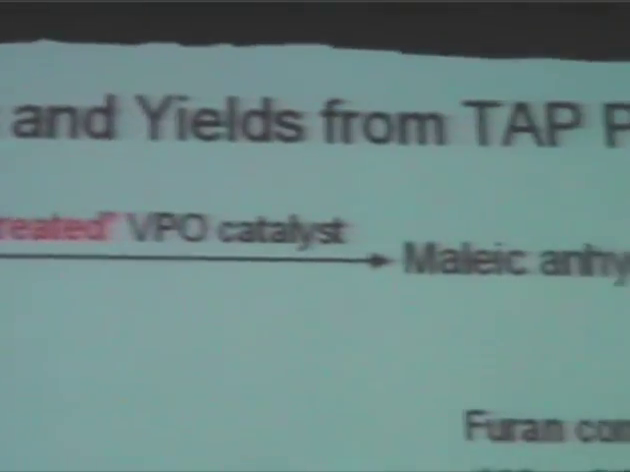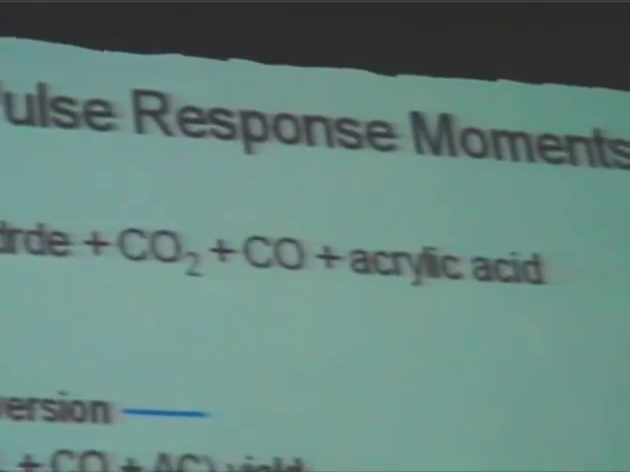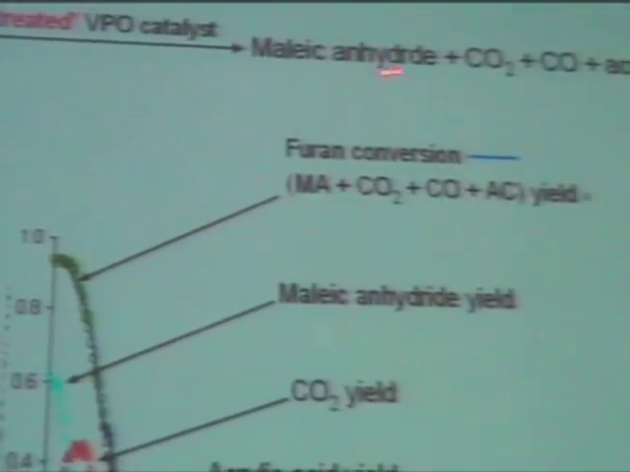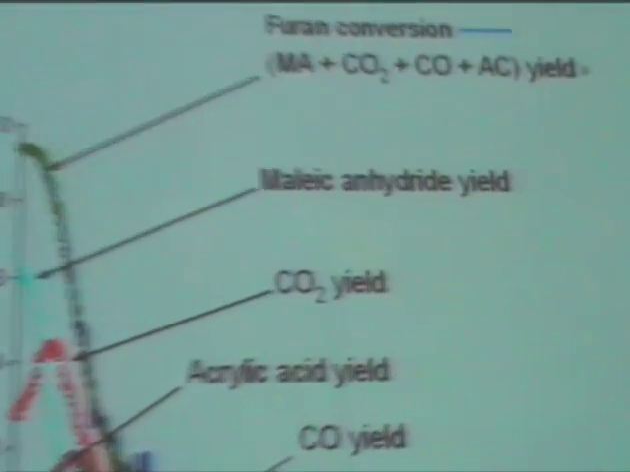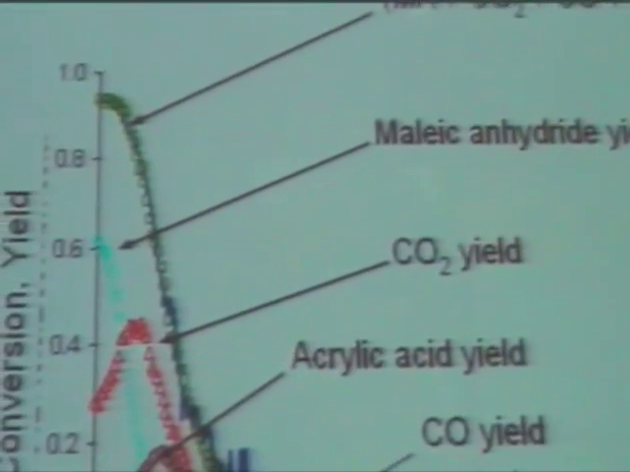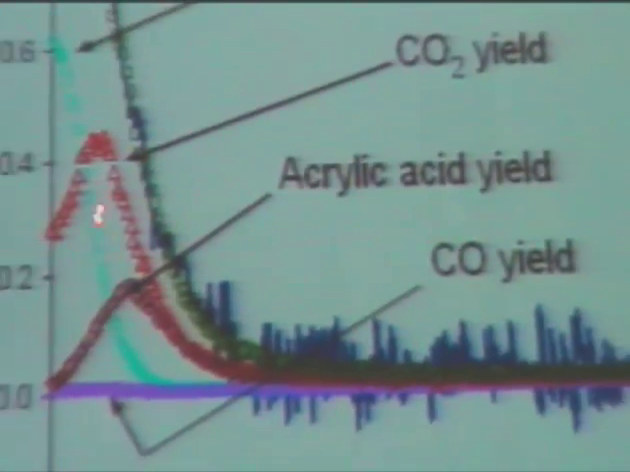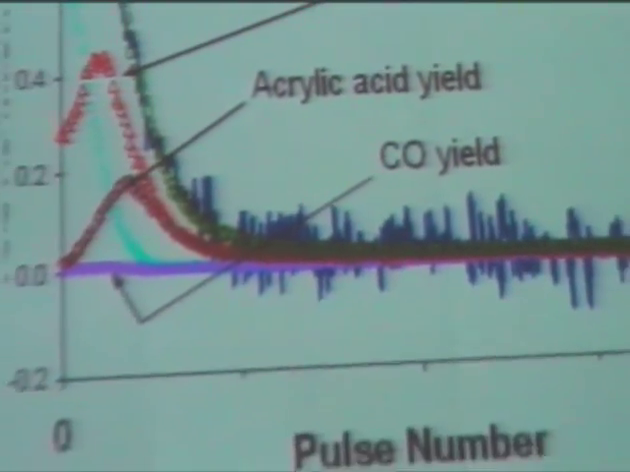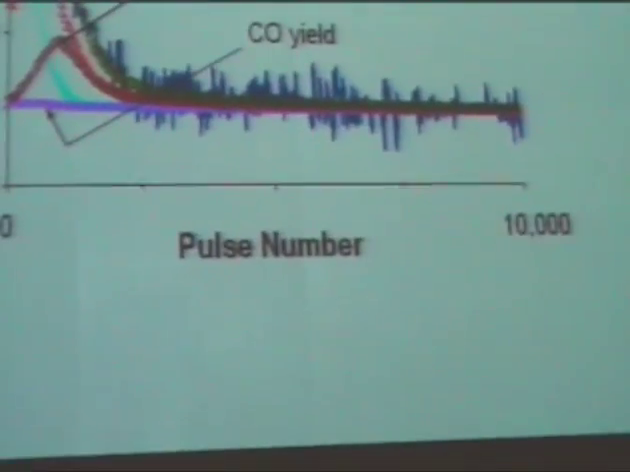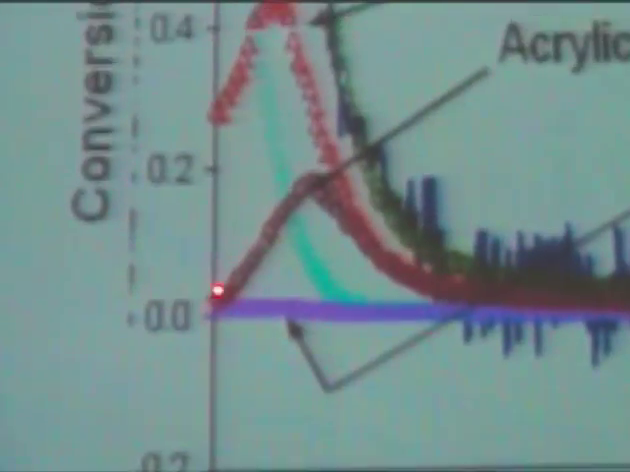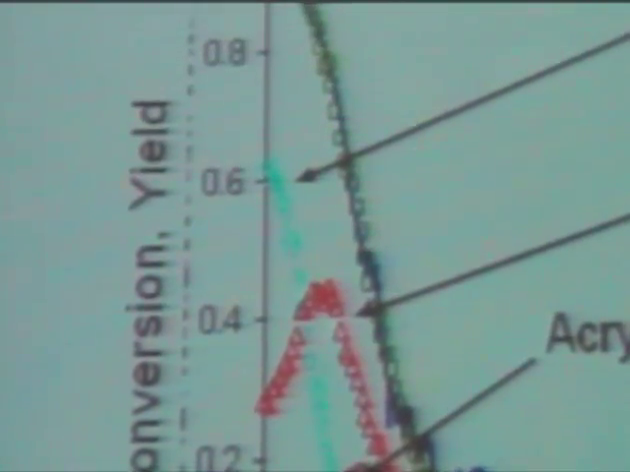Fourier reacts with oxygen treated with the old catalyst. Then we have maleic anhydride plus CO plus CO2 plus acrylic acid. Pulse by pulse, during 10,000 pulses, they're measuring all these characteristics: Fourier conversion, maleic anhydride, acrylic acid, CO2 and CO. So, this is the result of 10,000 multiplied by 5.